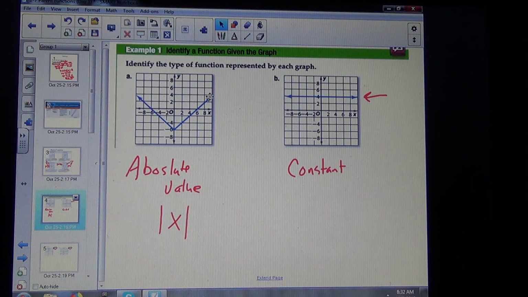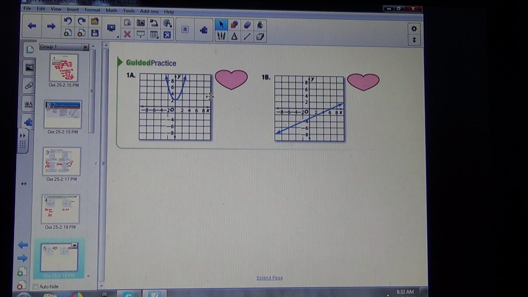Alright, I'm going to give you guys two now. I want you guys on your paper quick. I'll give you 15 seconds. Write down 1a and 1b what you think those types of functions are.